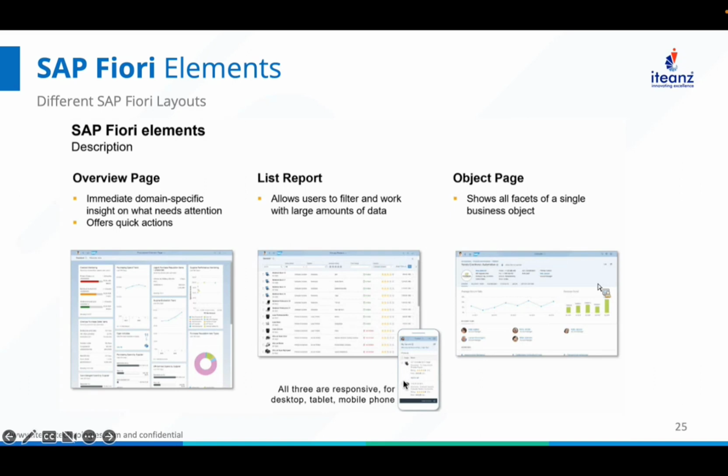And it has the list reporting element, where we can get all the reports required, similar to the ALV reports. It also has the object page. For example, the purchase order application and the sales order application are all considered object pages. So likewise, there are different elements based on the requirements for which Fiori can be used.